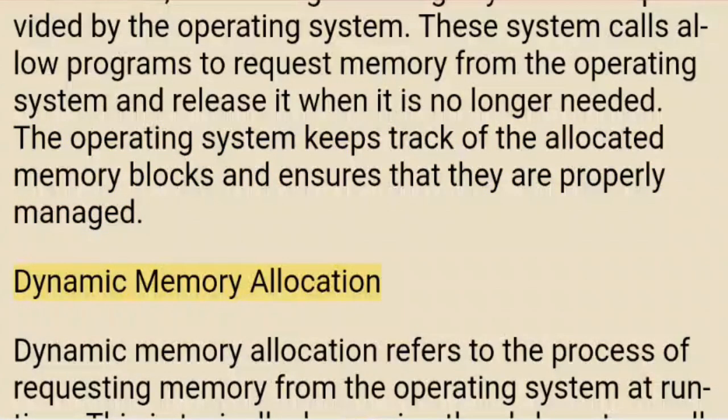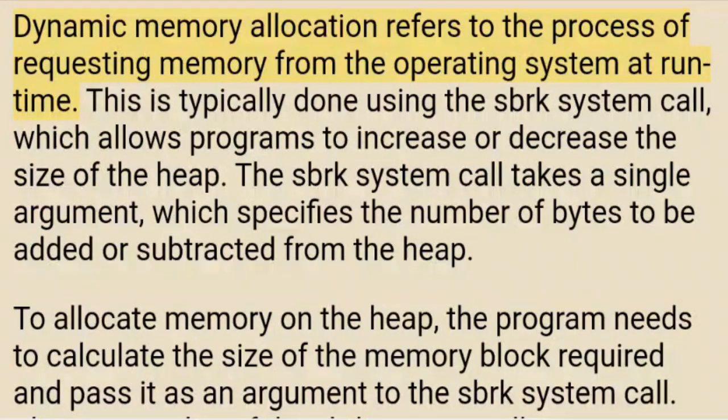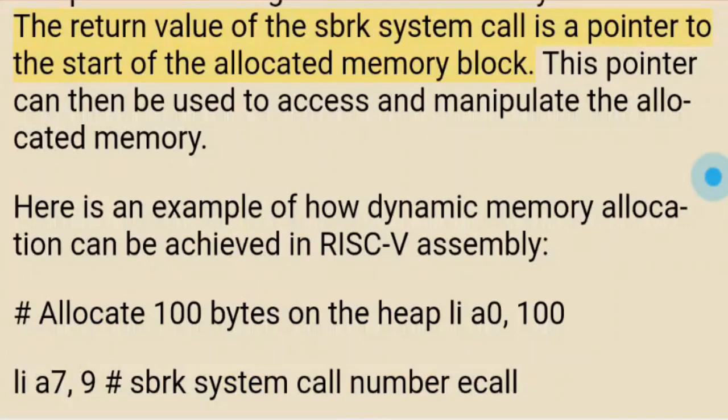Dynamic memory allocation. Dynamic memory allocation refers to the process of requesting memory from the operating system at runtime. This is typically done using the SBRK system call, which allows programs to increase or decrease the size of the heap. The SBRK system call takes a single argument, which specifies the number of bytes to be added or subtracted from the heap. To allocate memory on the heap, the program needs to calculate the size of the memory block required and pass it as an argument to the SBRK system call. The return value of the SBRK system call is a pointer to the start of the allocated memory block. This pointer can then be used to access and manipulate the allocated memory.